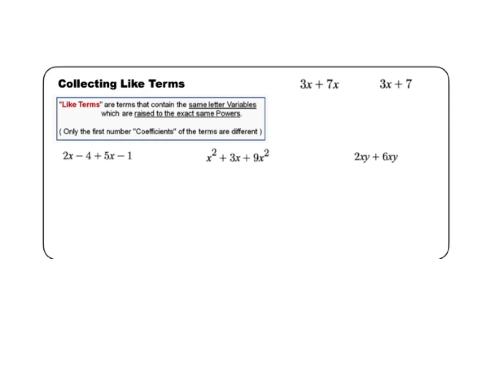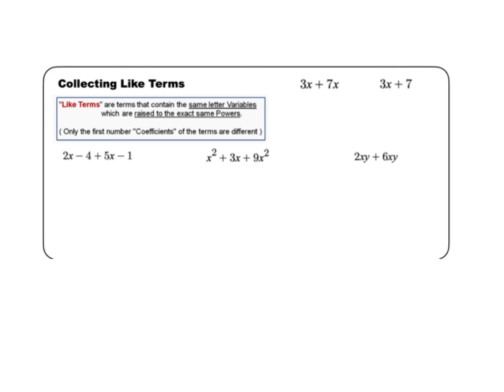Alright, in this video we're going to be collecting some like terms. And collecting like terms, I know this is kind of pixelated, but it says like terms are terms that contain the same letter variables which are raised to the exact same powers. And then when you collect them, only the coefficients of the terms are different. So let's take a look at two different examples here.